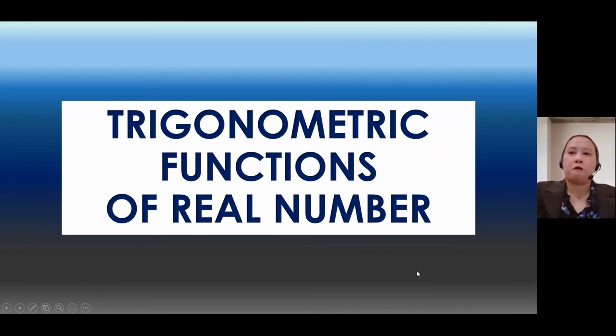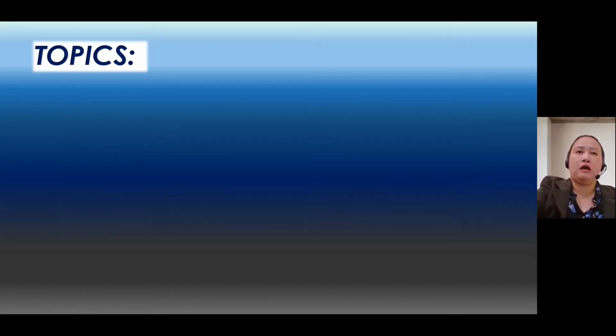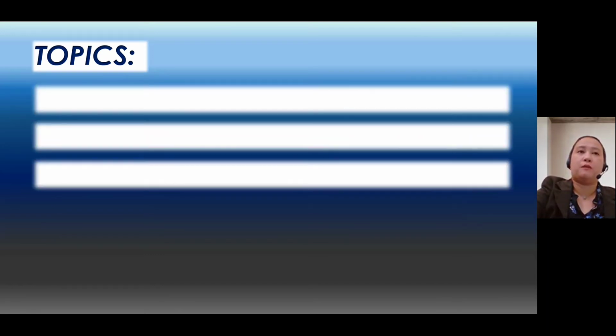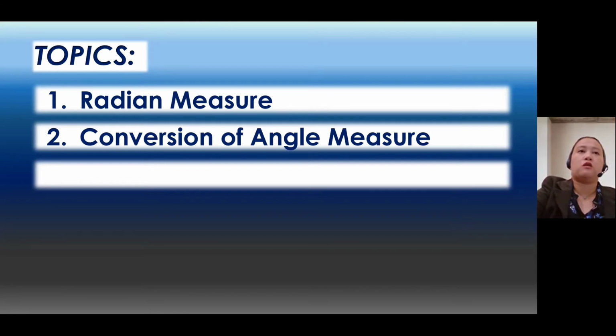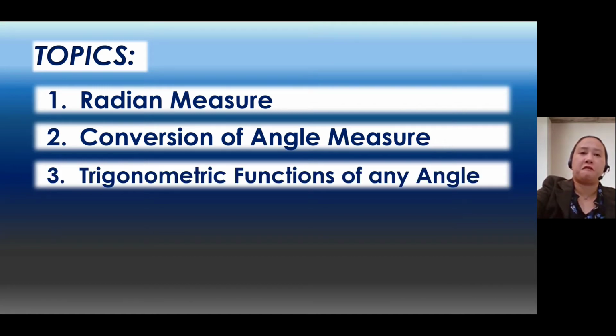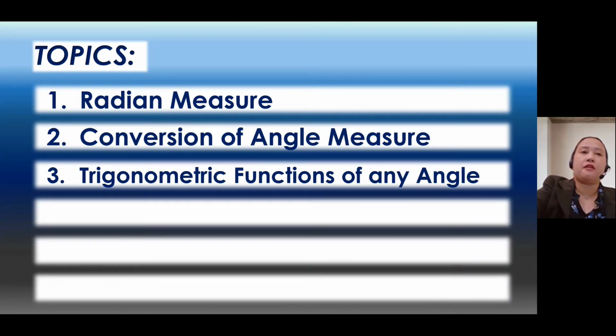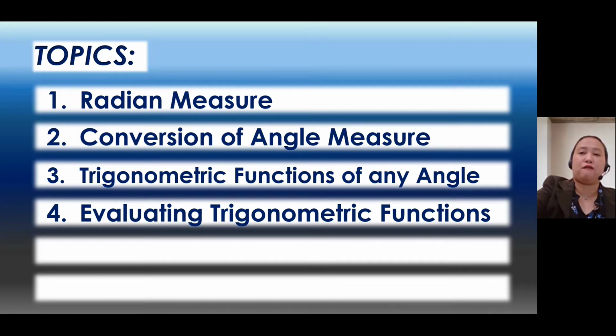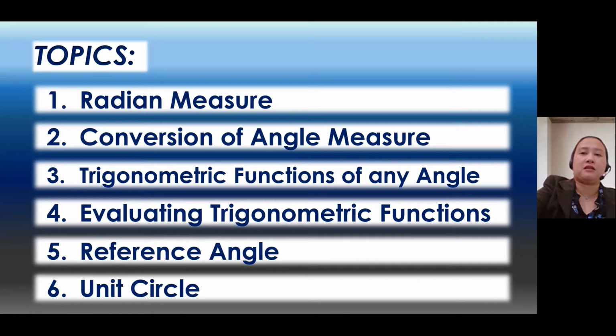Good day, everyone. So for week 3, we have the trigonometric functions of real numbers. For this topic, we have the subtopics: the radian measure, followed by conversion of angle measure. We're going to convert degree to radian, radian to degree. Third, trigonometric functions of any angle. Then we have evaluating trigonometric functions. Fifth is the reference angle, and lastly is the unit circle.